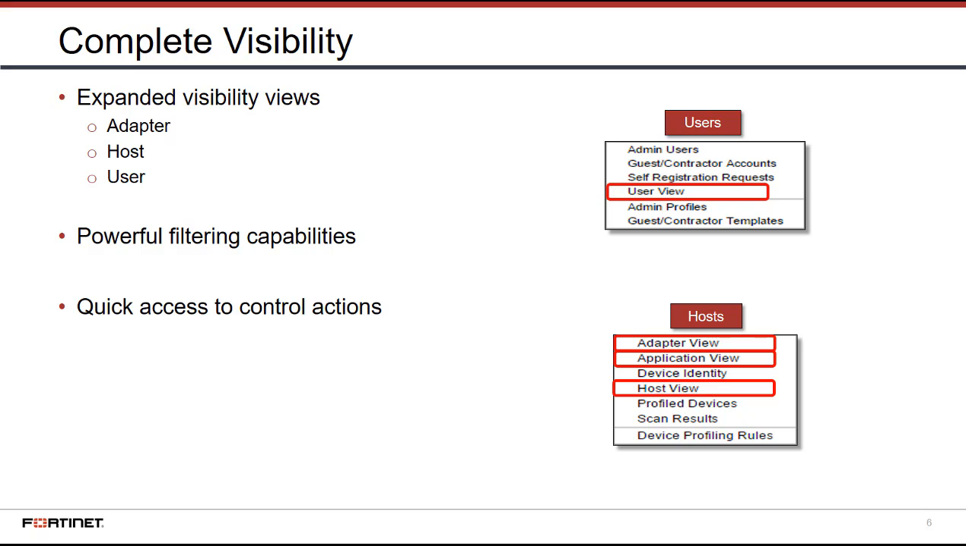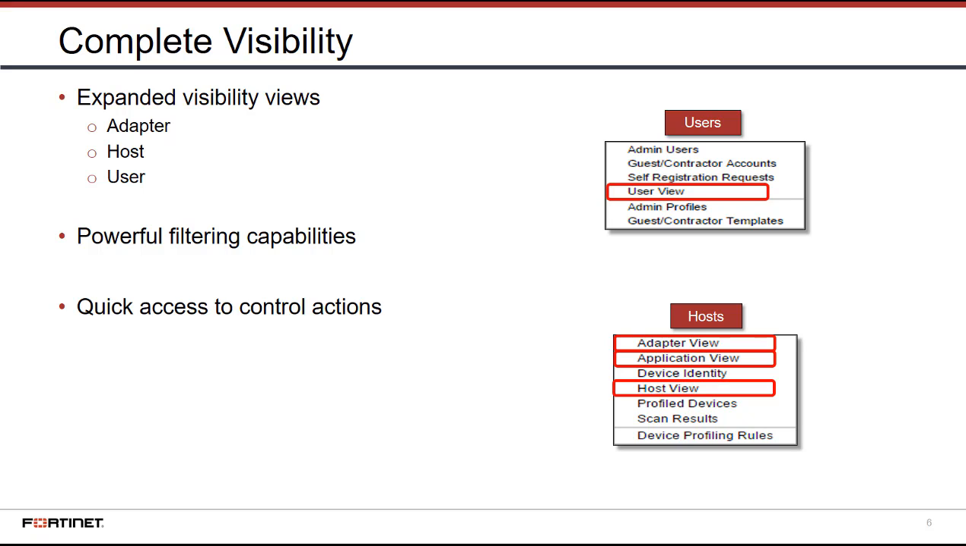So the Fortinet lets you build filters to find what you're looking for in each of those different views. And this is really important because we could have thousands upon thousands of users and devices and applications, of course, and adapters. There's just so much information contained within the Fortinet database that we need some sort of really powerful filtering capability to find exactly what we're looking for as easily as possible.